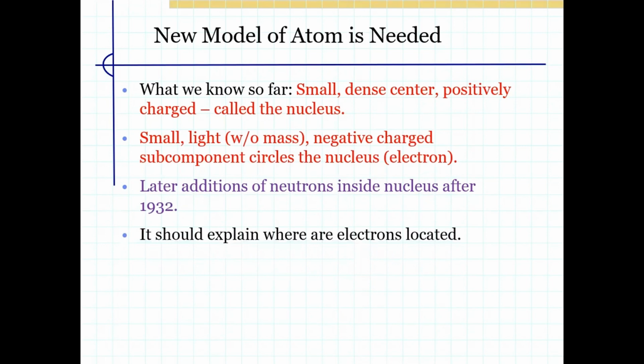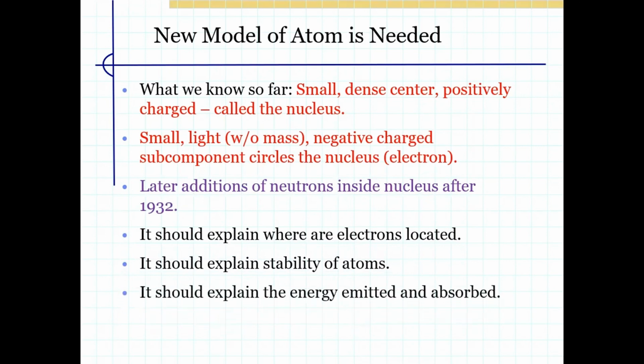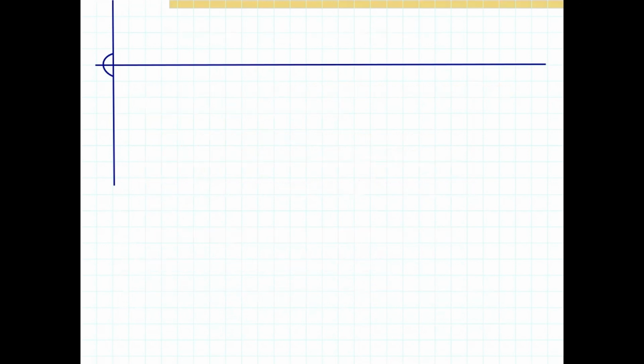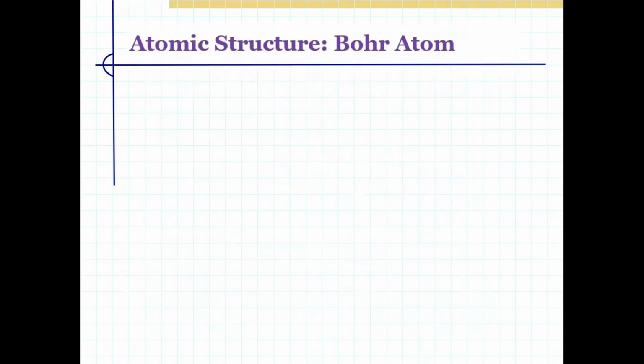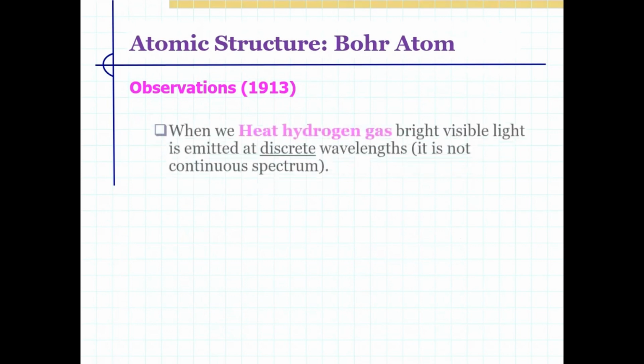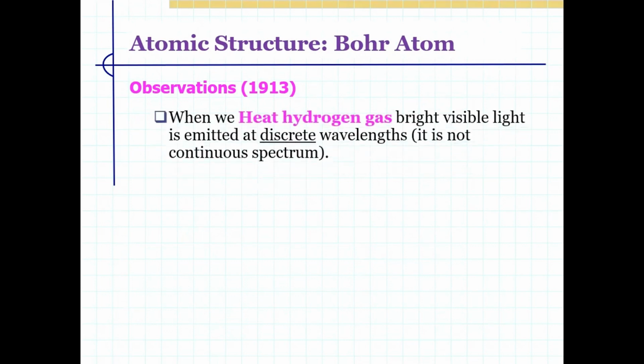The new model should explain why and where the electrons are located. It should also explain the stability of atoms. It should talk about the energy emitted and energy absorbed by the atom. So Bohr's atomic model was proposed, and it was based on various observations. Let us first talk about these observations.